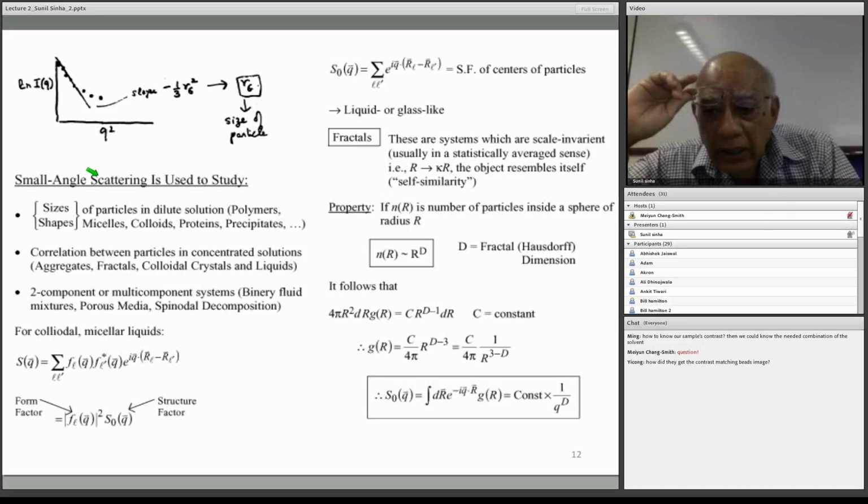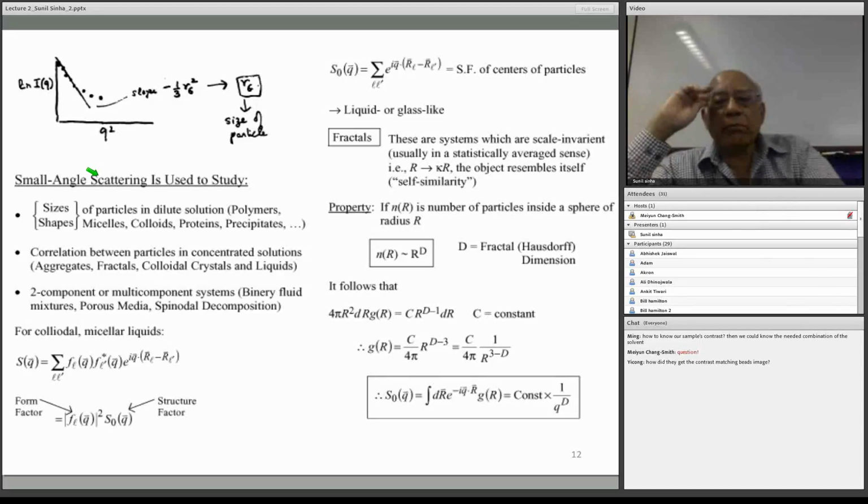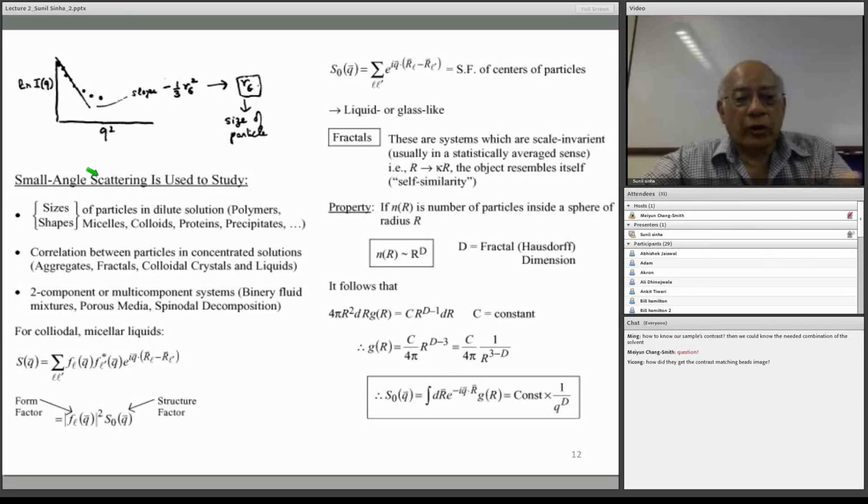How did they get the contrast matching beads image? That was just an optical photograph taken with ordinary light. So we're talking there about macroscopic objects. The optical contrast is as true for light as it is true for neutrons, so the same thing applies there.